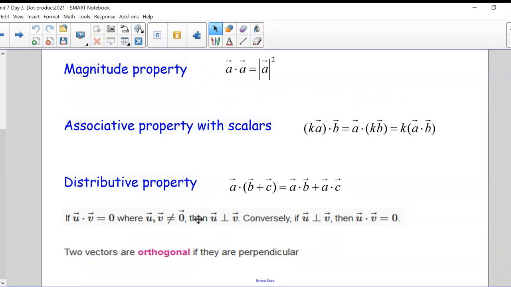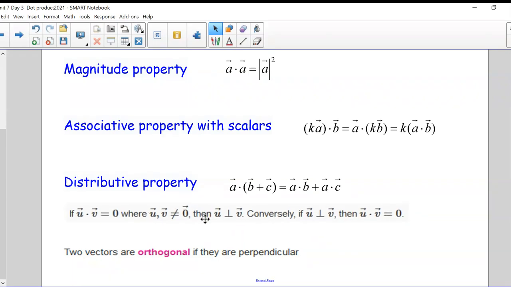But here is another important property of dot products that I want to stress now. If the dot product is zero, where neither vector themselves are zero, so in other words, the u vector and the v vector are not the zero vector. We know what the zero vector is, a vector that has no magnitude. It's nothing. Then it means that the two vectors u and v must be at right angles to each other, right? That's an important property of the dot product.